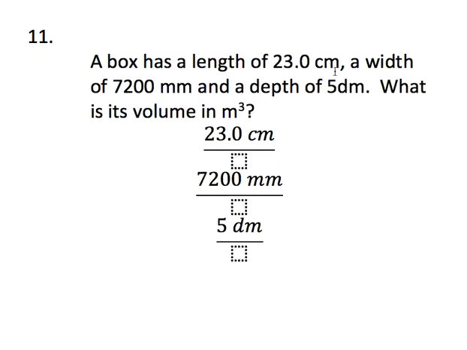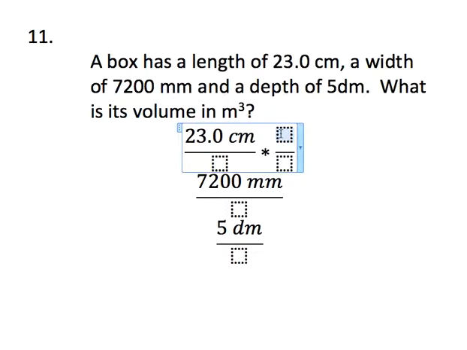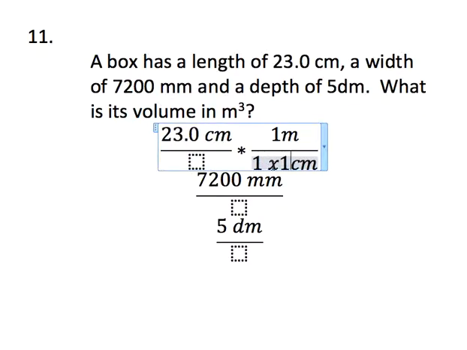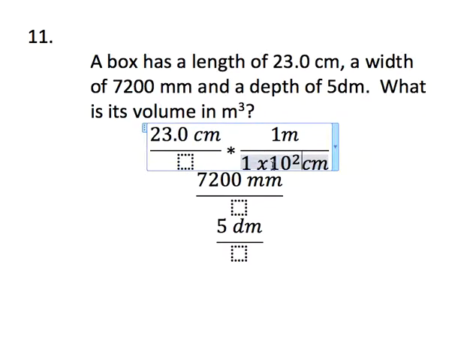Okay. Well, the first thing you might notice is the problem here is I've got 3 different types of units here. I've got centimeters, millimeters, and decimeters. So I have to convert each one of those to meters first before I can multiply them all together. So I'm going to start with this one. I'm going to convert this one to meters. So that means meters are on top, centimeters are on the bottom. Meter is the larger unit here. And I need 1 times 10 to the second centimeters.